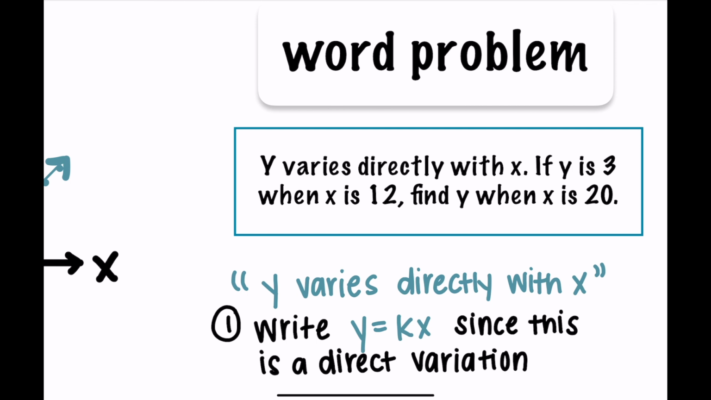Here's just an example. y varies directly with x. That right there is step one. It tells us this is a direct variation. So we're going to write down y equals k times x because we know that this is a direct variation.